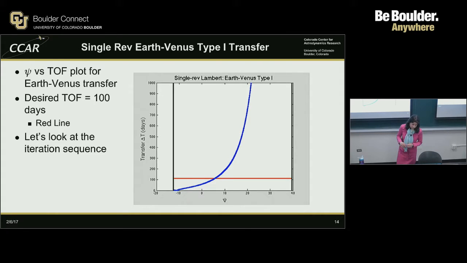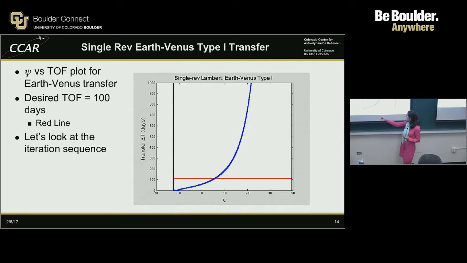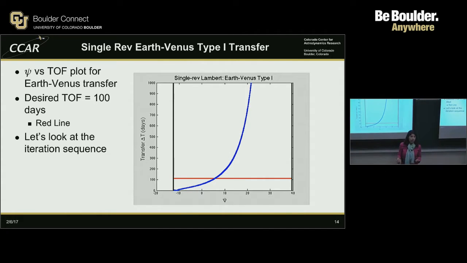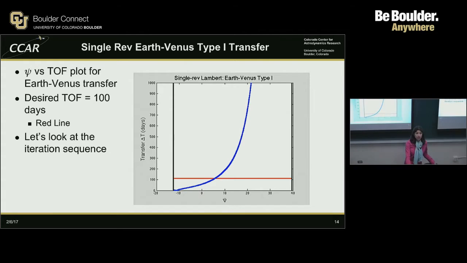Okay, so here's the single rev Earth to Venus transfer. Let's say that we want to converge. We know that we want to get from Earth to Venus in 100 days. So I've represented that by this red line. So we're looking for this psi value. If we were to look at the iteration sequence, it might look something like this.